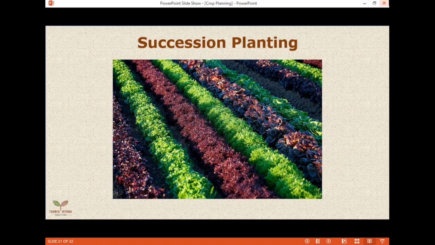So these are the three crops I chose to talk about. I'd like to see if we stop here with some questions and carry forward.